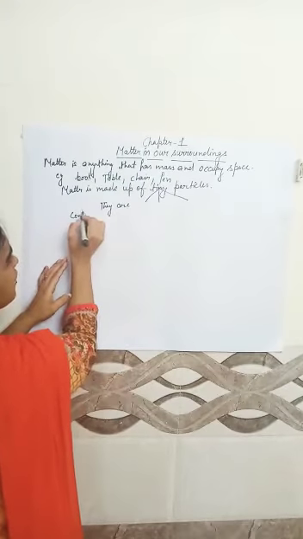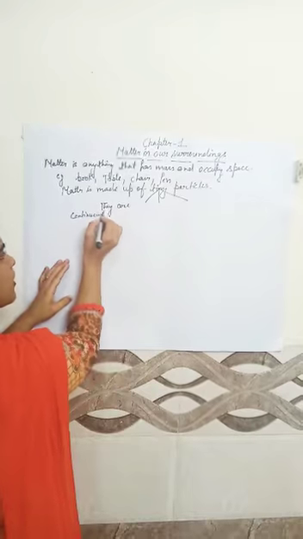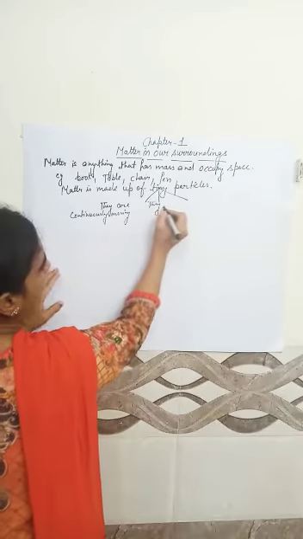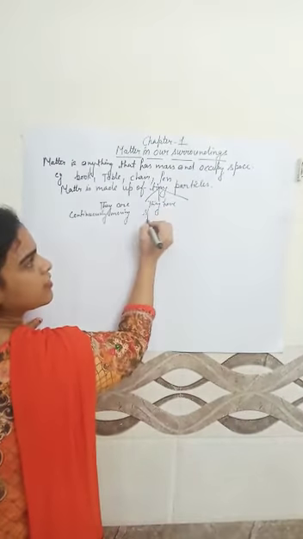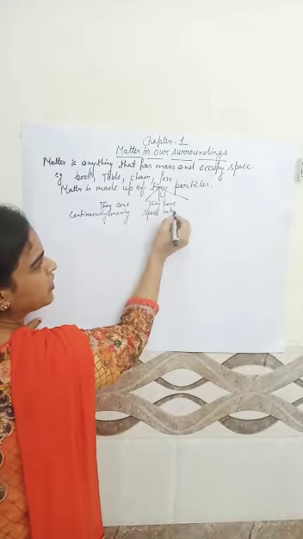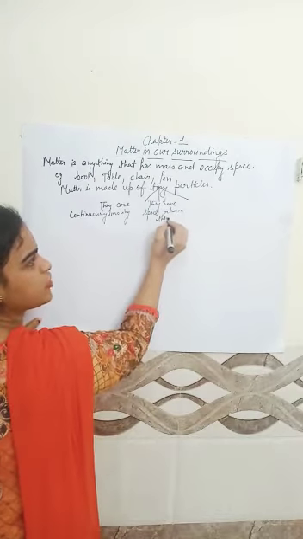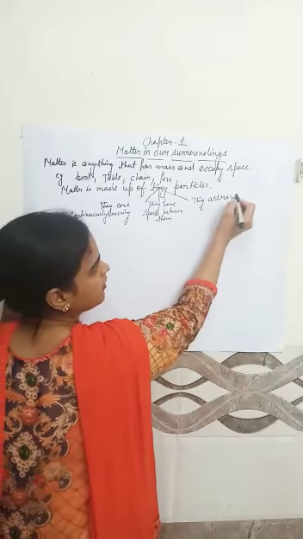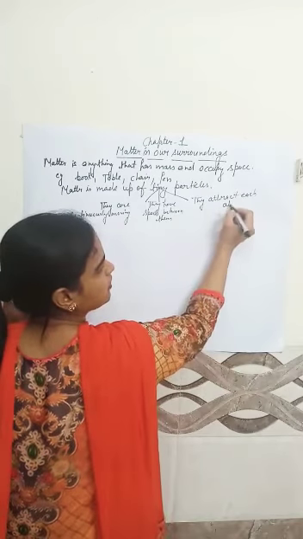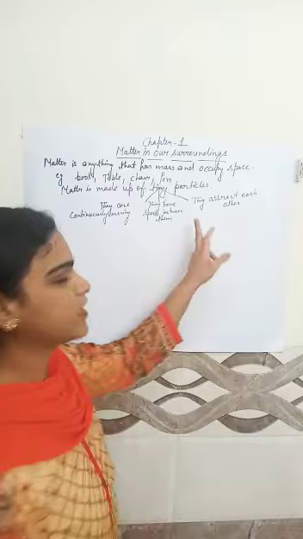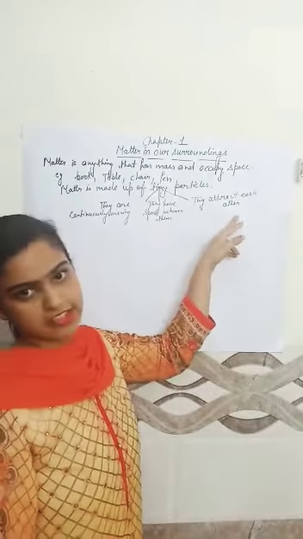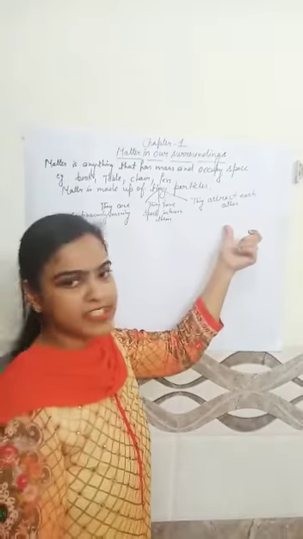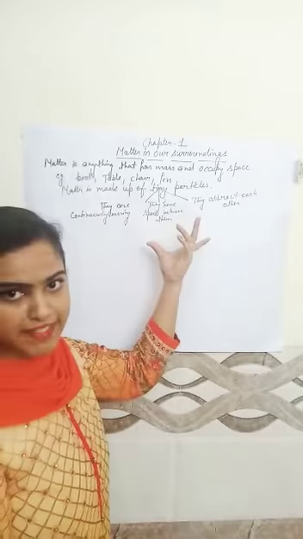are continuously moving. They have space between them, and they attract each other. The third characteristic of the particles of matter is that they attract each other. Now the particles are continuously moving, they have space between them, they attract each other. We will explain it completely.